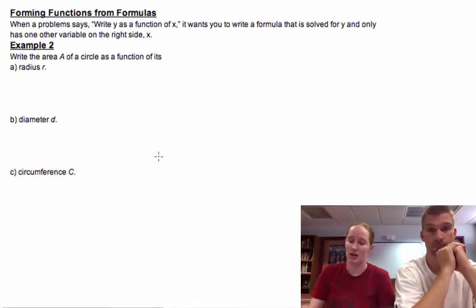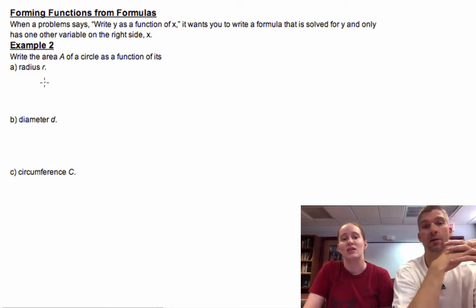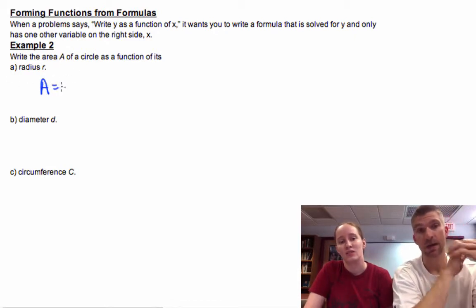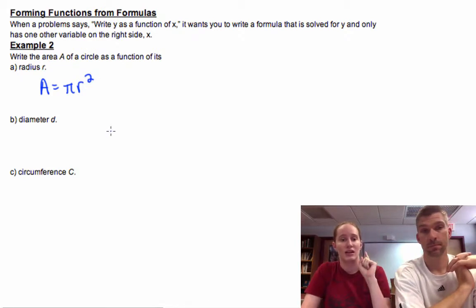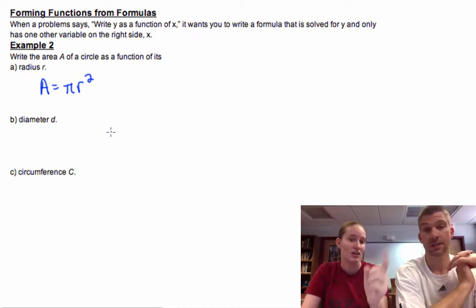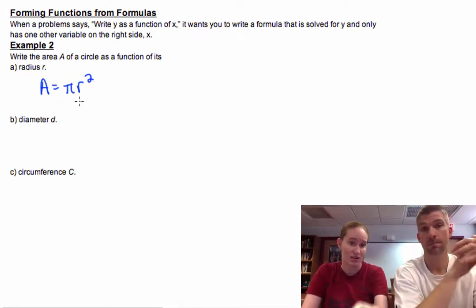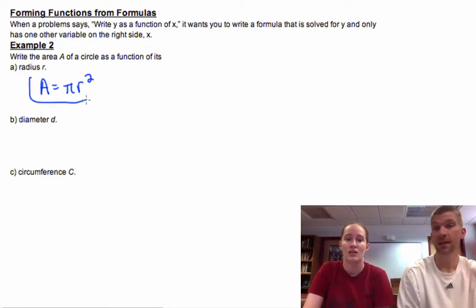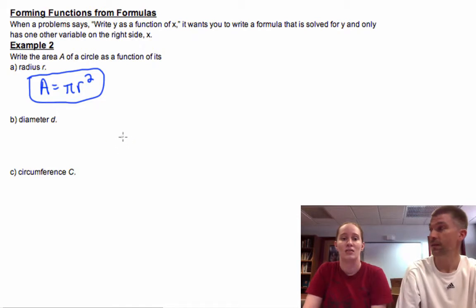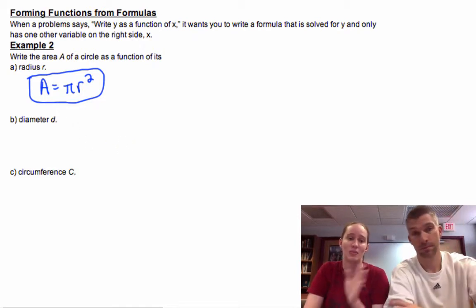So on example 2, we're going to work with the area of a circle, which is pi r squared. A equals pi r squared. That's the area of a circle right there. And we're writing area as a function of its radius, which is A as a function of r, which we actually have. Because pi is a number, not a variable. You'll forget that later this year, but just remember, pi is a number.